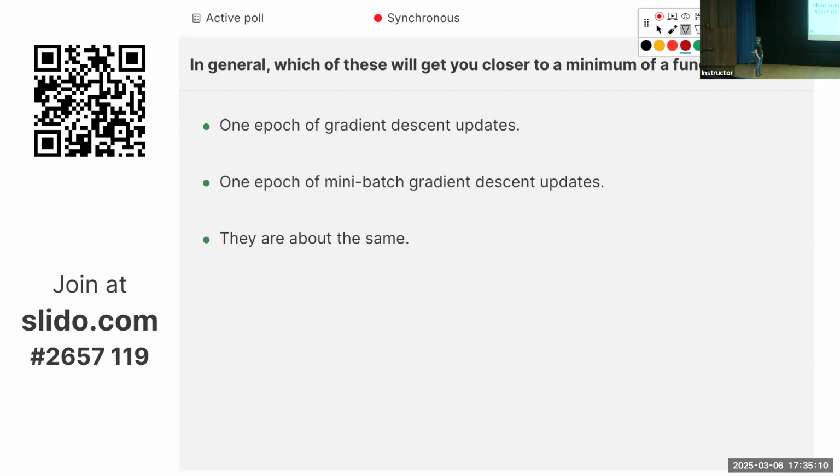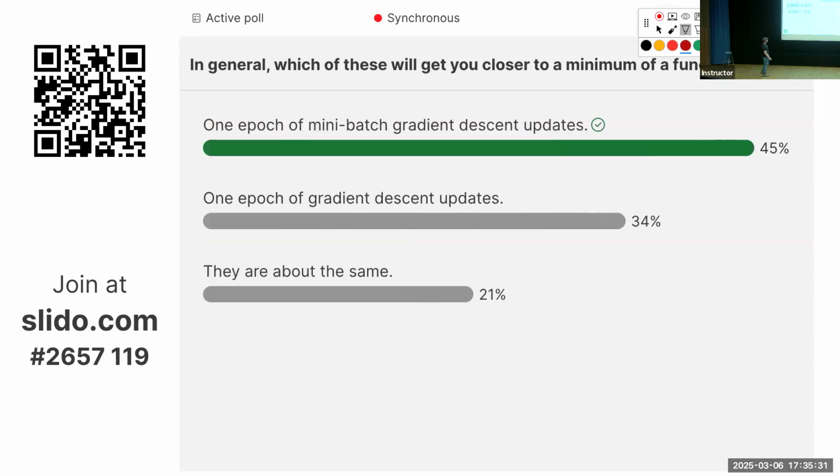One epoch of gradient descent, we're going to get an exact gradient. It's going to be a perfect gradient. One epoch of mini-batch gradient descent, we're going to get a bunch of approximate gradients, but we're going to get multiple updates. Which one is better?